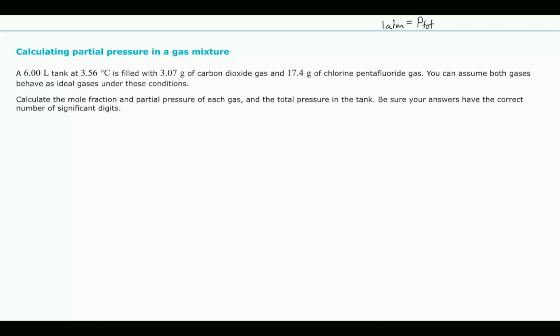So we want the mole fraction of CO2, mole fraction of chlorine pentafluoride, and we want the partial pressure of CO2, the partial pressure of chlorine pentafluoride. And we want the total pressure in the tank.